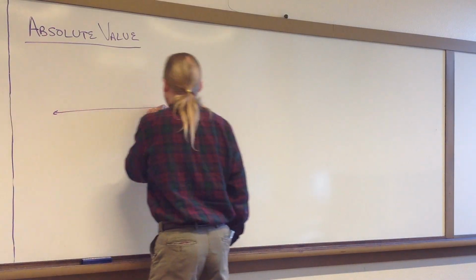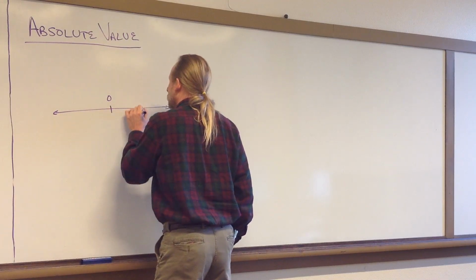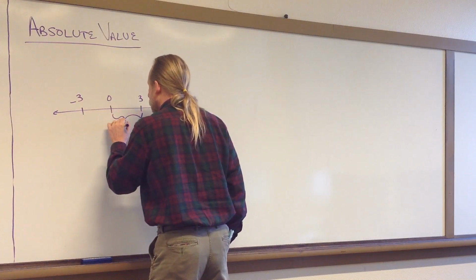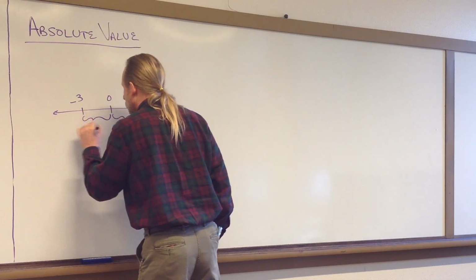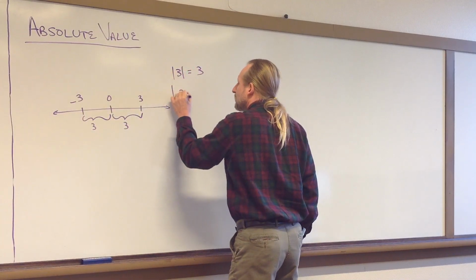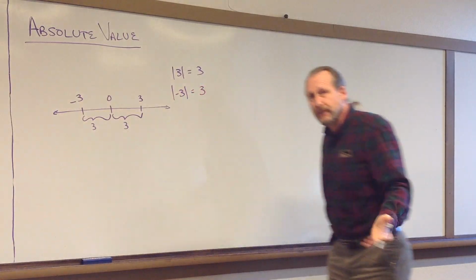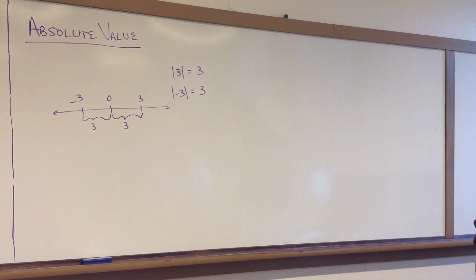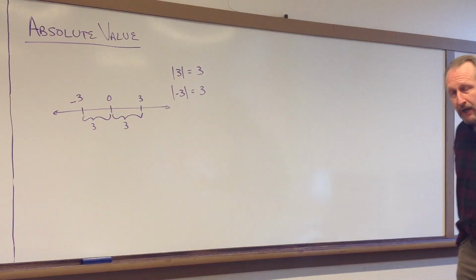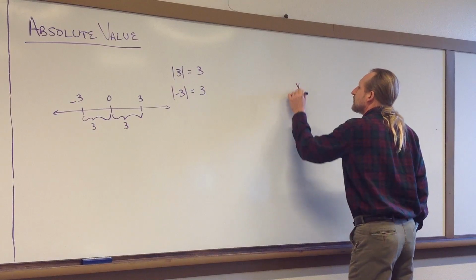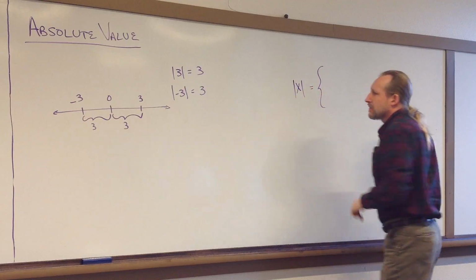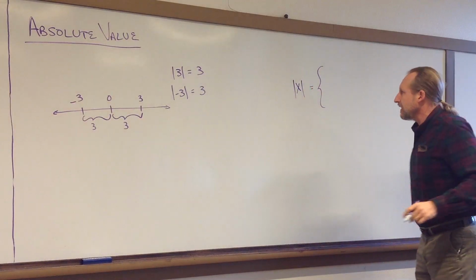So if we look at 0 and we look at 3 and -3, this distance is 3, this distance is 3. So the absolute value of 3 is 3, the absolute value of -3 is also 3. That's what I'm saying, talking about distance from 0. Another way that this is defined algebraically, so that people can work with this if we don't have a numerical value inside the absolute values.